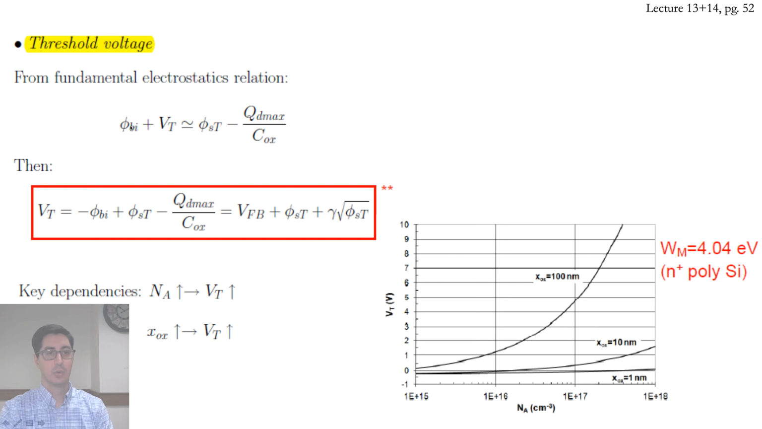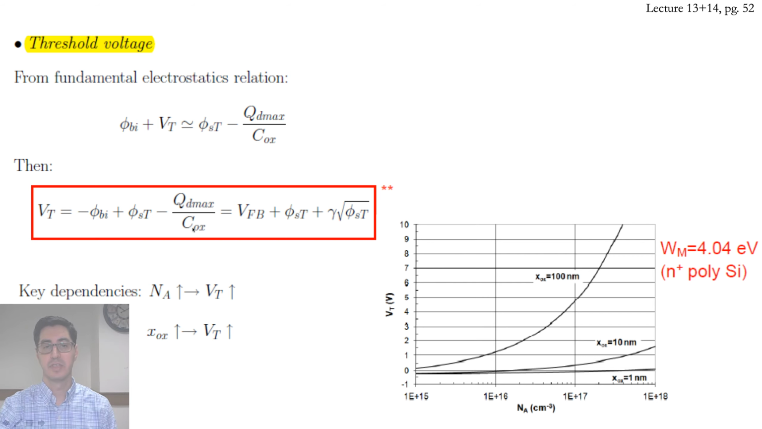So VT, we move this over to that side, right? And the voltage that we have to apply is equal to negative phi bi, because we've moved it over to this side, plus phi st, we just solved what that is, that's the semiconductor surface potential at threshold, minus QD max over C ox. That's the potential drop across the oxide. Well, we know what QD max is. That's just depletion charge, and the depletion charge just depends on phi st. Well, we can write this in terms of other parameters we know. So what is negative phi bi? Oh, well, that's just the flat band voltage. Phi st, we leave it as that.